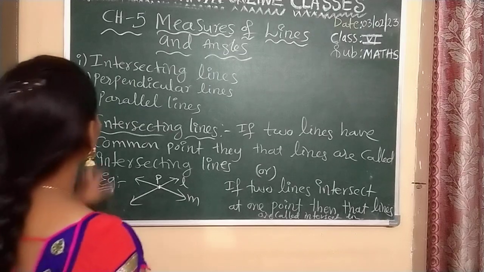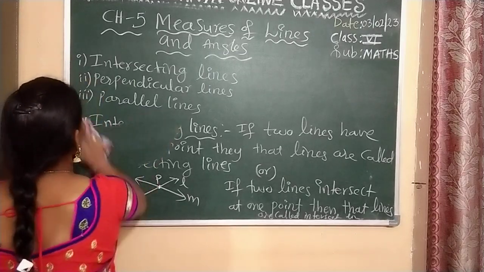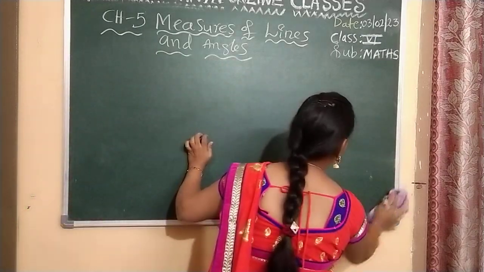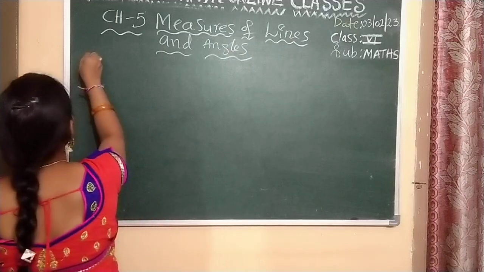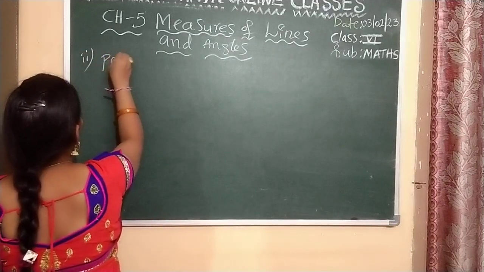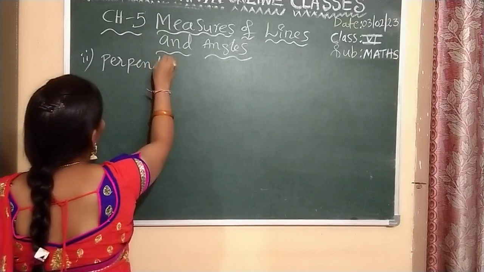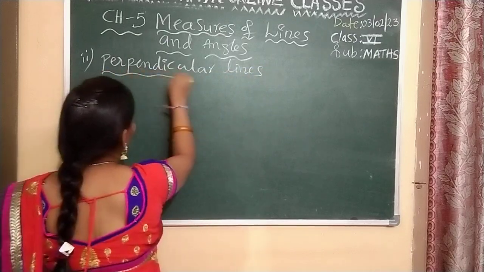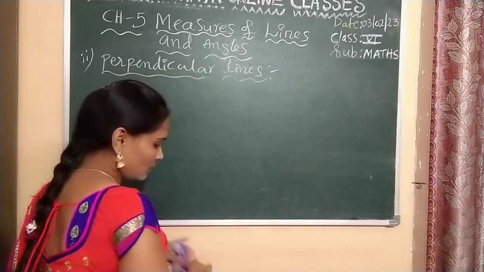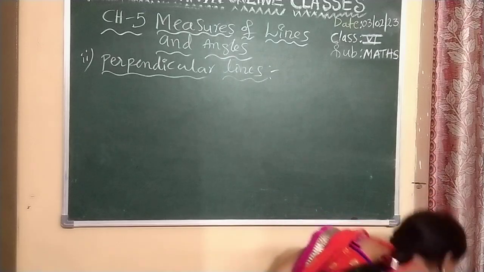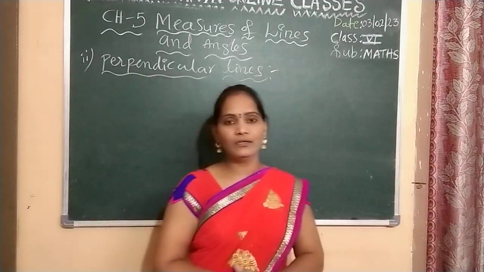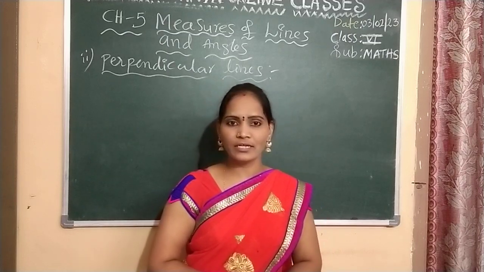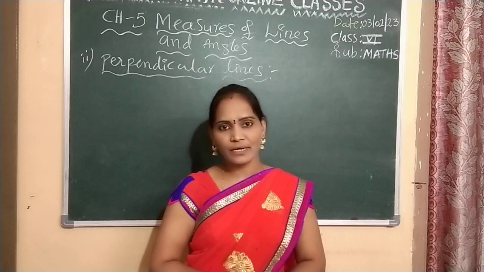Next I am going to explain the second one, perpendicular lines. About the perpendicular lines: if two lines intersect each other at a right angle, then those lines are called perpendicular lines.